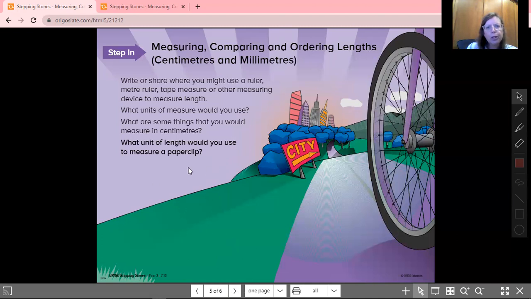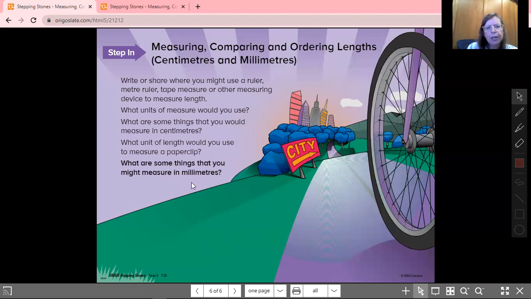What unit of length would you use to measure a paperclip? Well, a paperclip is only very small. It's probably going to be bigger than a centimetre, but if I wanted to know accurately, I would need to use millimetres to measure how long a paperclip is.